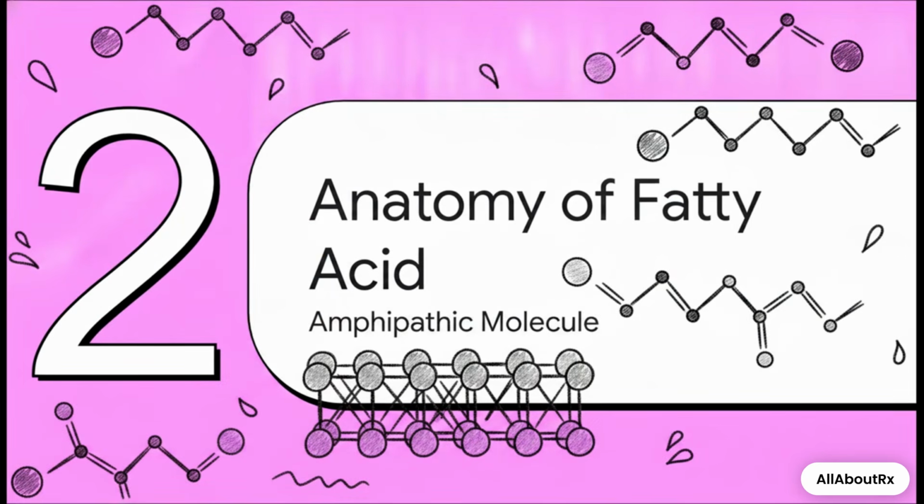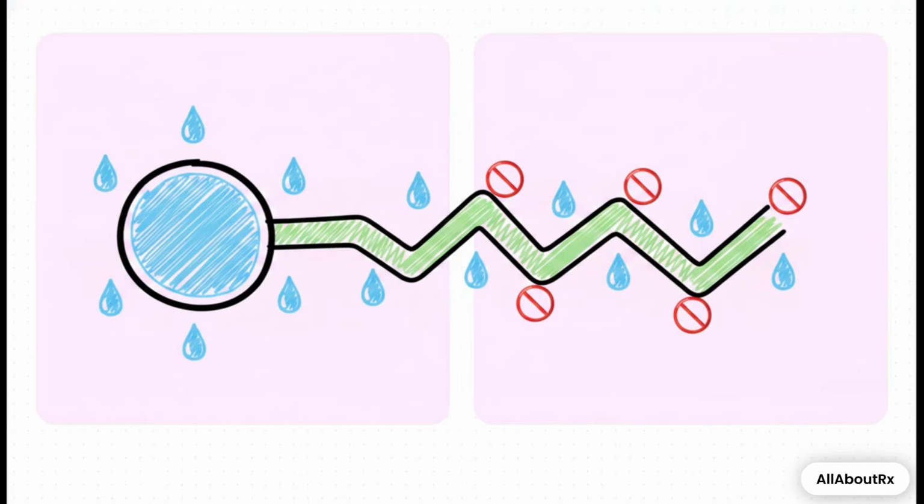Moving on to Section 2, anatomy of a fatty acid, the amphipathic molecule. Let's zoom in on those primary building blocks. This brings us to a genuinely fascinating concept in biochemistry. Fatty acids are amphipathic. This basically means they have a dual identity. On one end, they've got this hydrophilic or water-loving polar carboxylic head. But on the other end, they're dragging along a long, hydrophobic, non-polar hydrocarbon tail. It's this exact split personality that completely dictates how they interact with their environment.